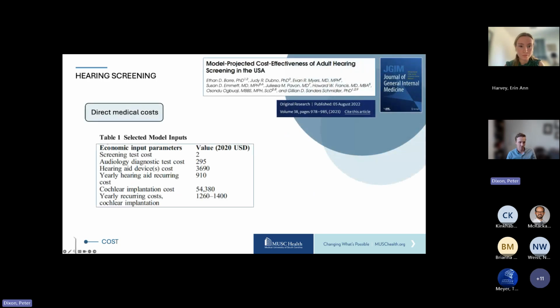Okay, so quickly back to that hearing screening study. So we looked at direct medical costs, and there's a small group of the costs that are considered listed, but the model is much more complicated than that. So there are many other costs, but just to give you an example of what we're focusing on, are really just direct medical costs in this study.